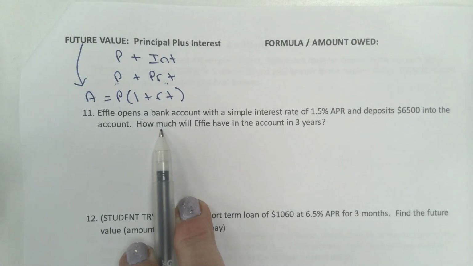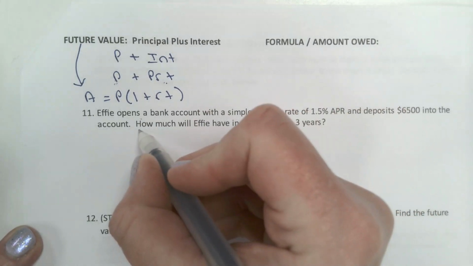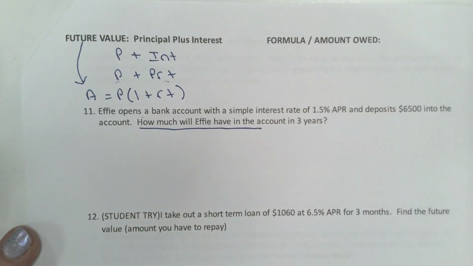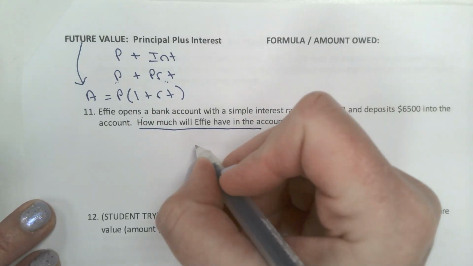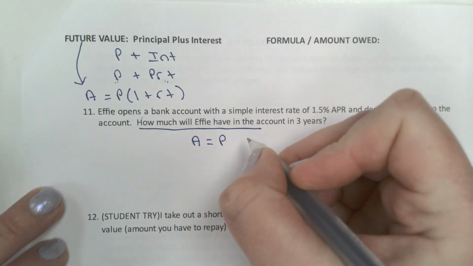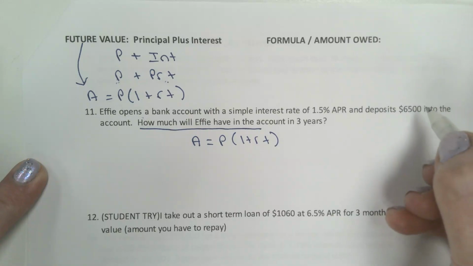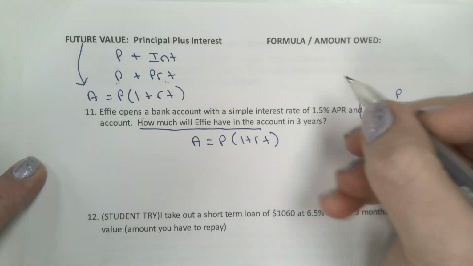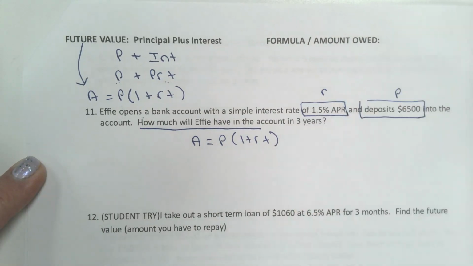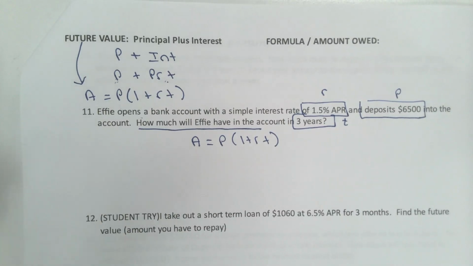Okay, so we're going to open a bank account with the simple interest rate of this. I'm going to put in $6,500. How much will she have in the account? So based upon the words, it is wanting to know the future value that I will have in 3 years. So the future value formula is A equals P times 1 plus RT. I'm going to deposit $6,500, so there's your P. There's my rate, and in 3 years, so there's my time. So sometimes I just label it in the problem, sometimes I write it off to the side.